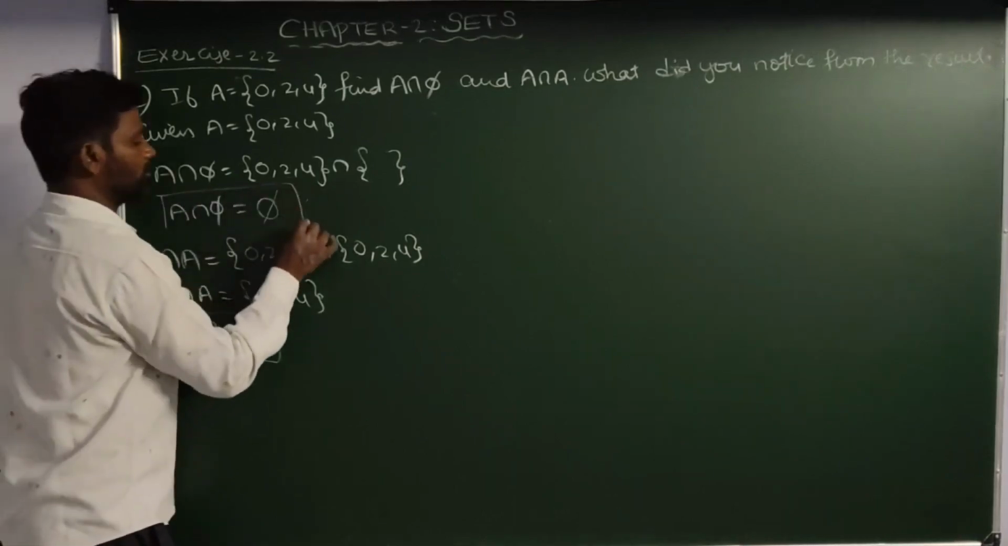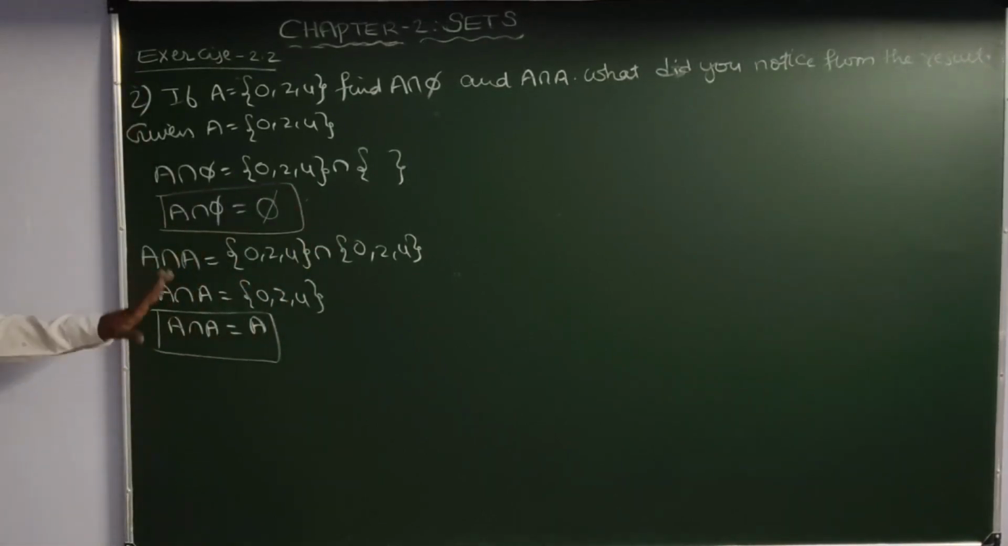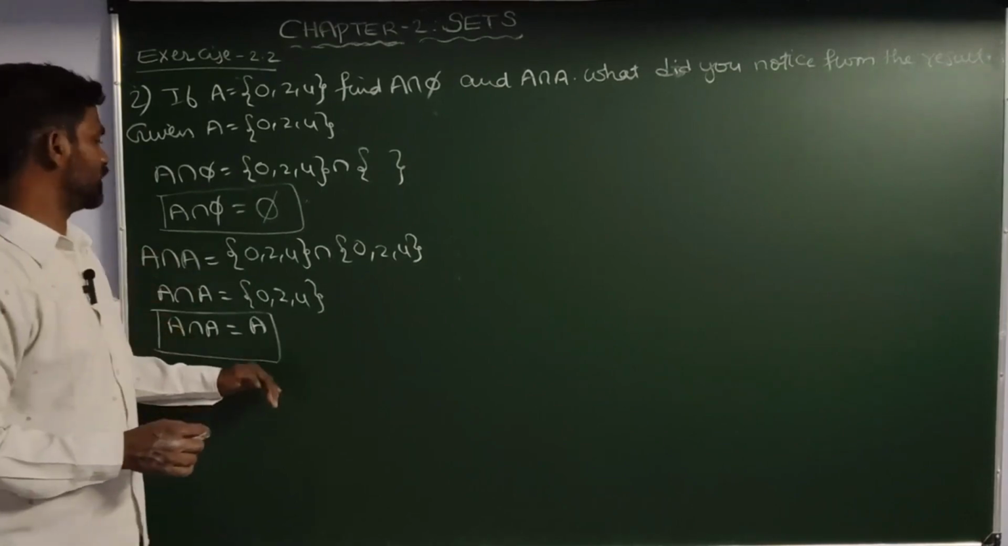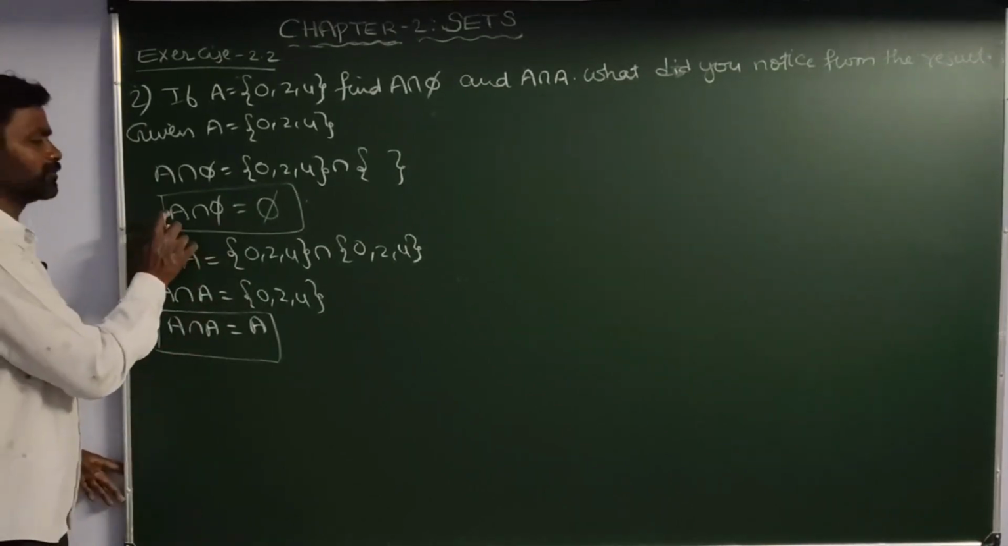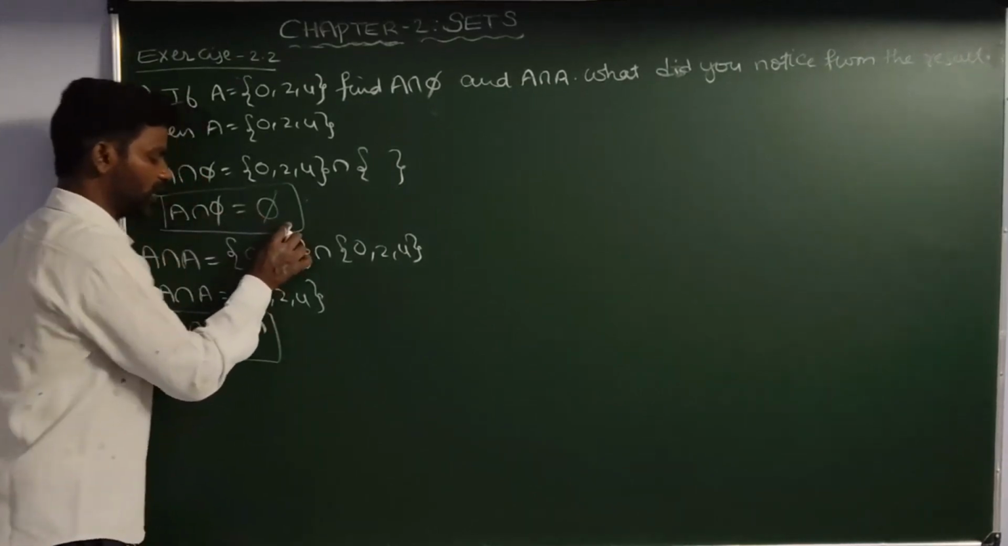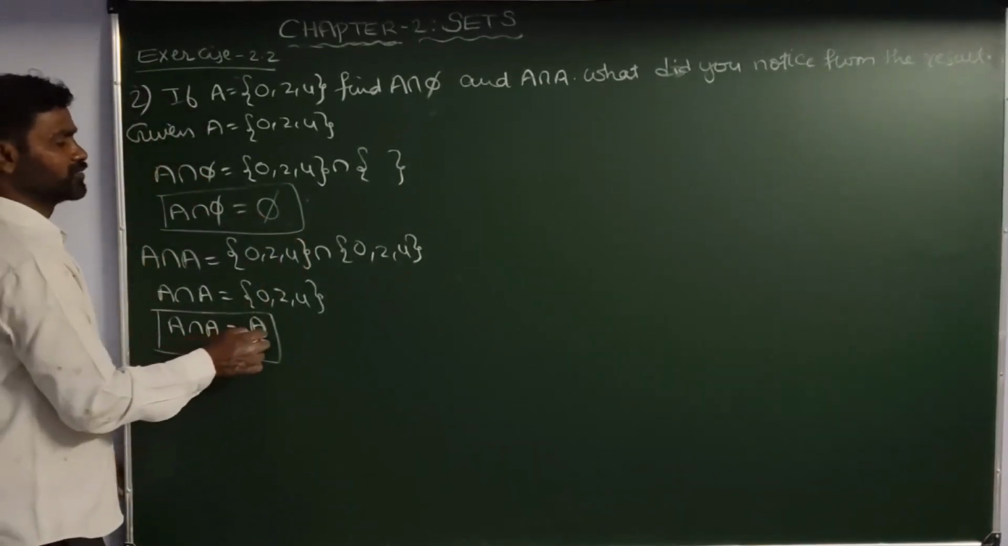In the first question, A intersection empty set is equal to empty set. So what you notice from the result? You notice from the result that A intersection empty set is equal to empty set and A intersection A is equal to A.